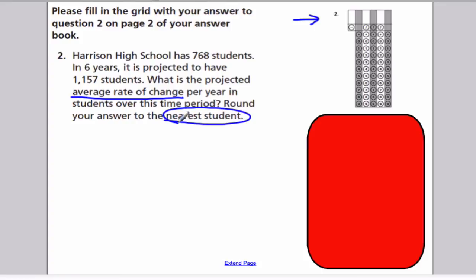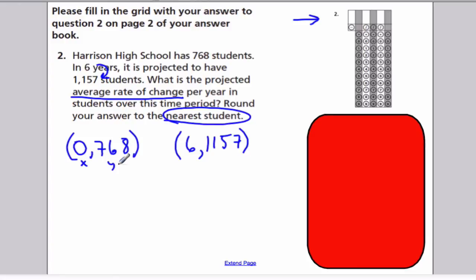Well, where are our coordinates then? We started at year 0 with 768 students. 6 years later, it went to 1157 is what they're projecting. So I'm going to put my second coordinate as 6 years, 1157. Again, here's your x, y, here's your x, y. Let's walk through a slope. Slope, or average rate of change, is your change in y over your change in x.